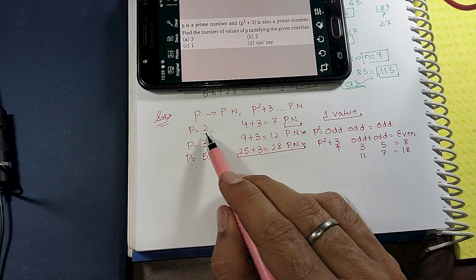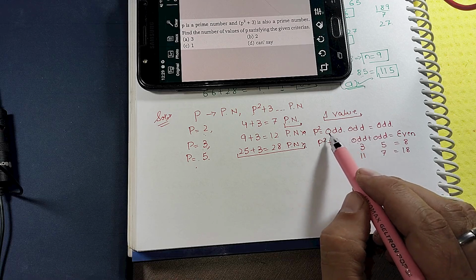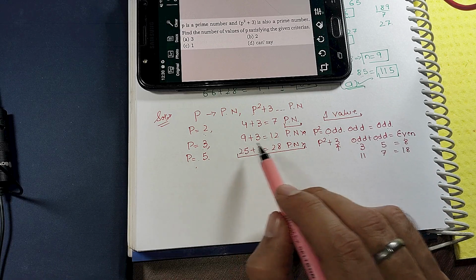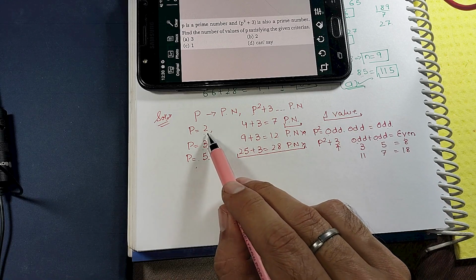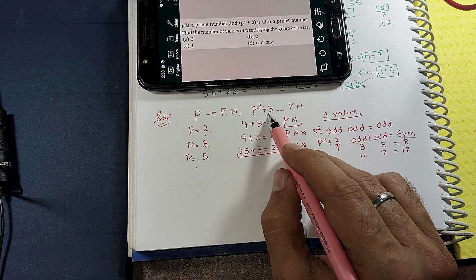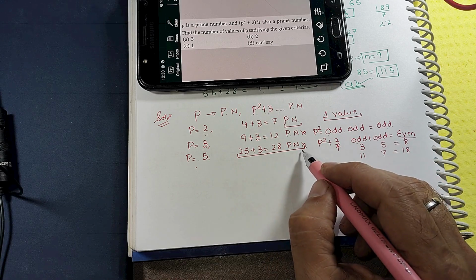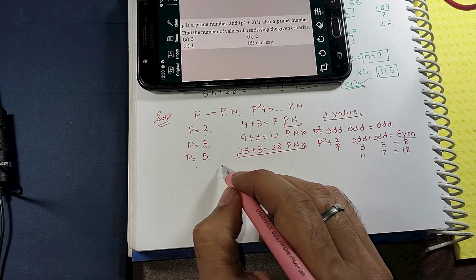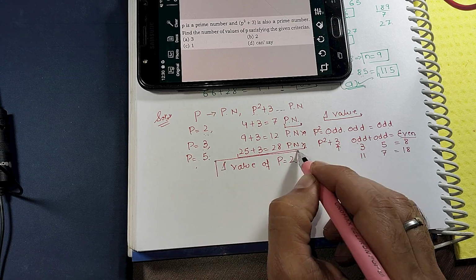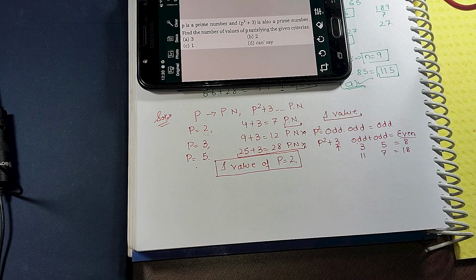So that means after 2, every prime number when a square is made will be odd, and odd plus odd will give me an even number. There is no even prime number other than 2, right? So p square plus 3, for any value of p other than p equal to 2, will give me an even number. So that will never be a prime number. So I can say that there is only one value of p, which is equal to 2, that will satisfy this criteria. This is basically a logical deduction, and for this question the right option will be option number C, right?